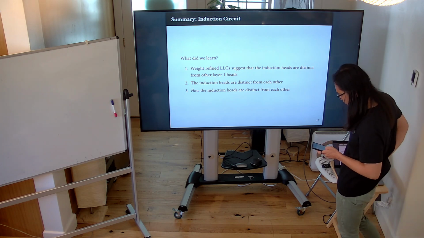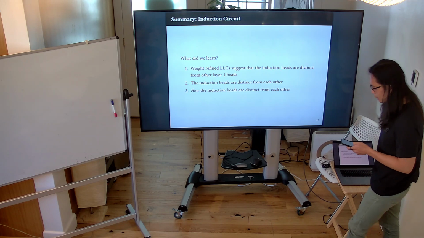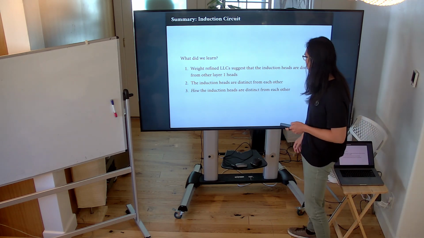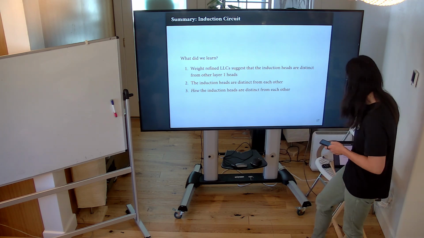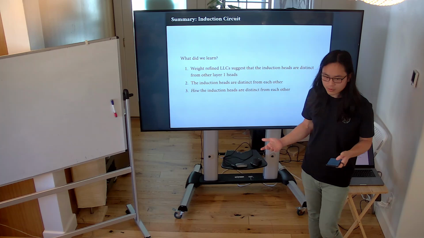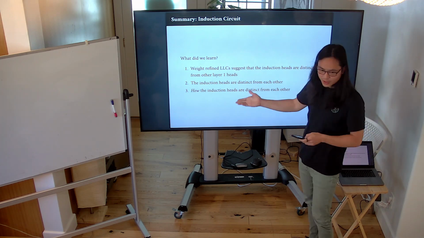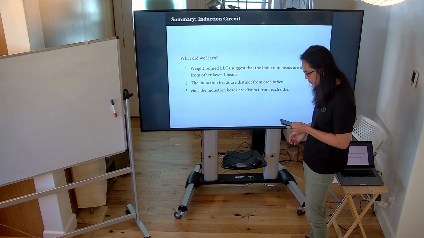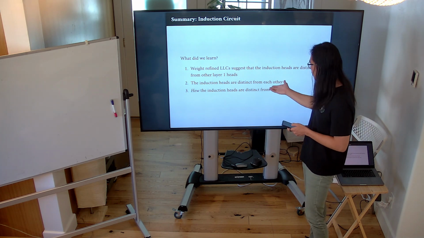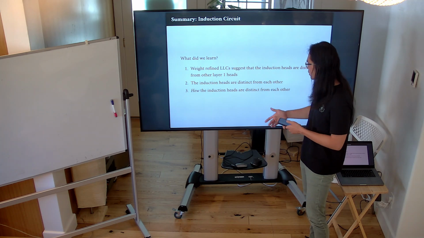Okay, so what do we learn from looking at this example? The first is that if you look at the weight-refined LLCs, you do in fact get to distinguish the induction heads away from the other heads in their layer. We already knew that was the case from previous research; we knew that these heads were the induction heads. But we also know from the GitHub data RLLCs that these induction heads are actually distinct from each other.